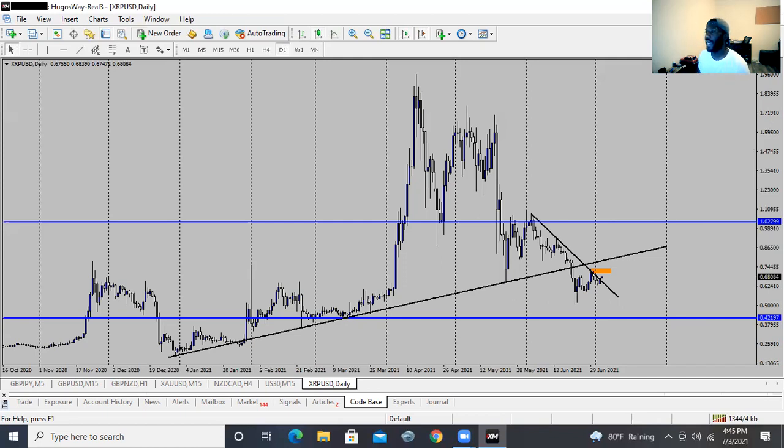So quick analysis on XRP. Take it, study the price action in the charts, and use it to your advantage.